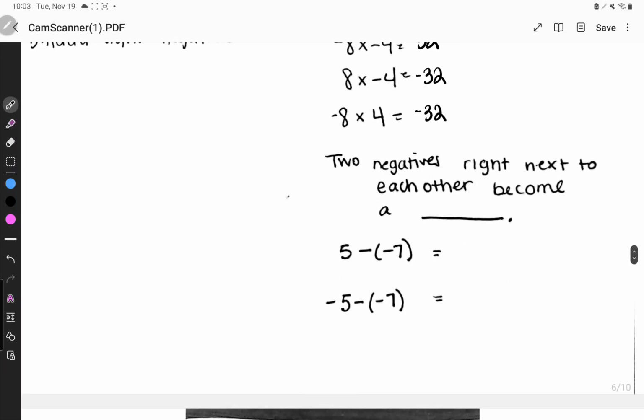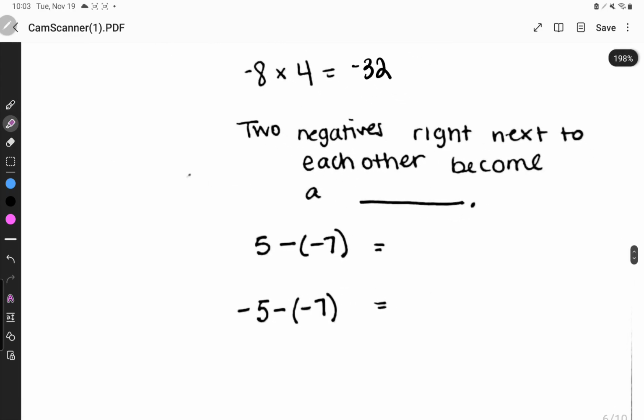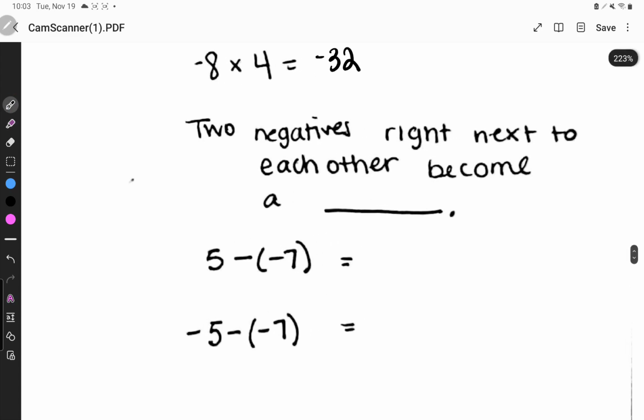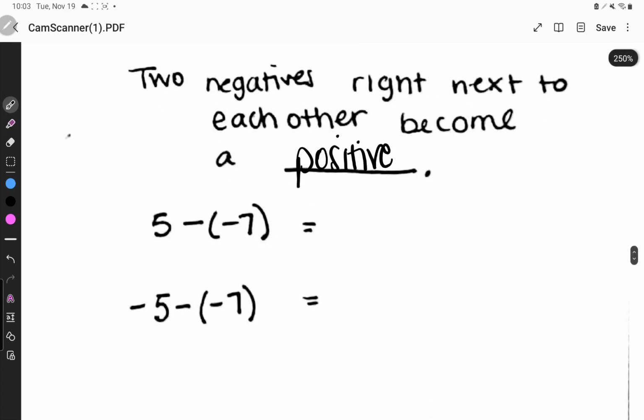And on the last one, it's talking about if you have two negative symbols that are directly next to each other. So right here, you have two negative symbols that are right next to each other. And two negatives that are right next to each other become a positive. So this turns from 5 minus -8 to 5 plus 8, which is 13.